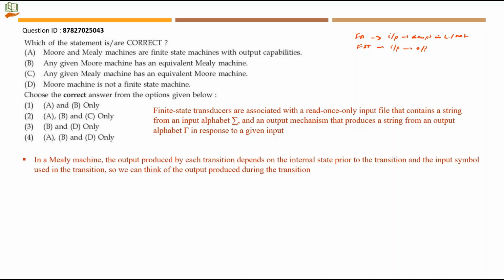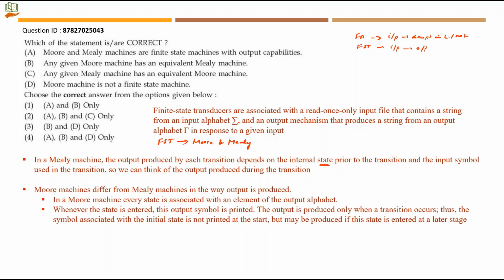In a Mealy machine, the output produced by each transition depends on the internal state prior to the transition and the input symbol used in the transition. So we can think of the output produced during the transition. What does a Moore machine do? In a Moore machine, every state is associated with an element of the output alphabet. Whenever the state is entered, this output symbol is printed. The output is produced only when a transition occurs. Thus, the symbol associated with the initial state is not printed at the start but may be produced if the state is entered at a later stage.